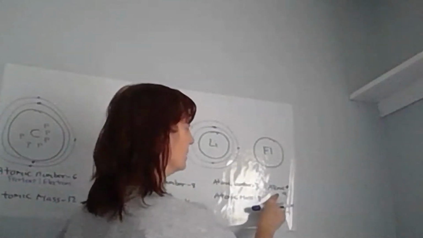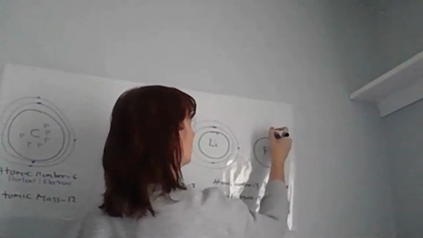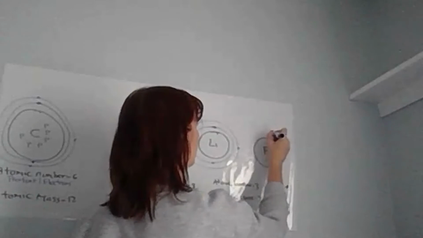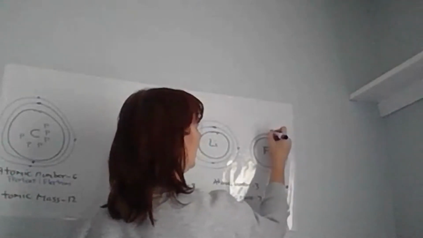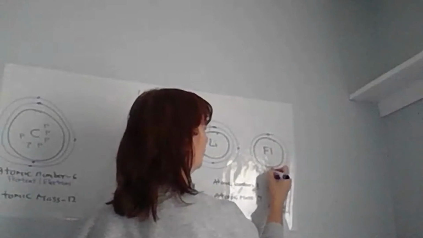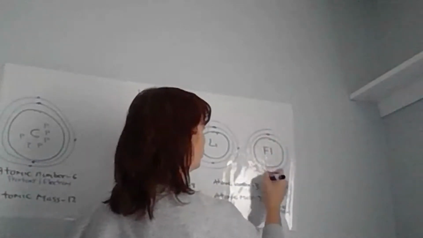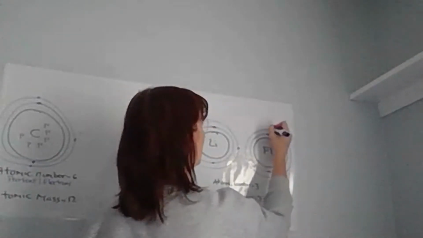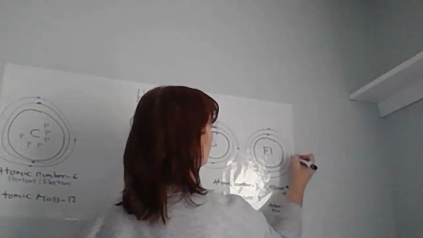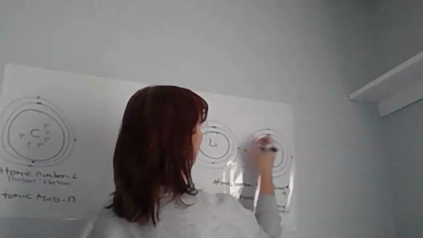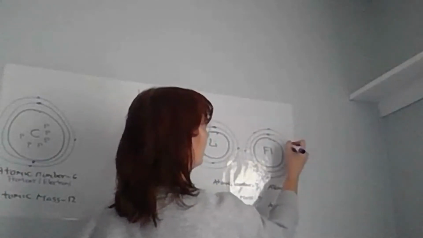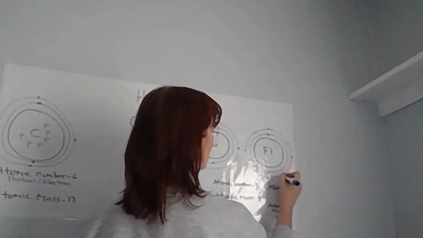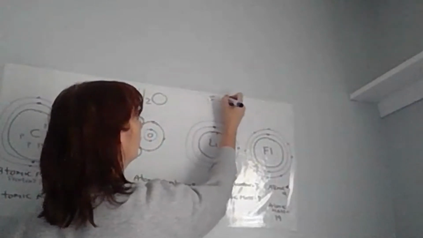All right, my next one is fluorine. Okay, my atomic number is 9, so I'm going to have 9 electrons. Again, I'm not worrying about my protons or neutrons right now. So again, my first energy shell can hold 2. All right, my second energy shell can hold up to 8. But let me see, I've already used 2, so I only need 7. All right, so I've got 1, 2, 3, 4, 5, 6, and 7.